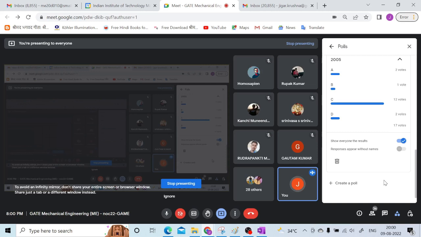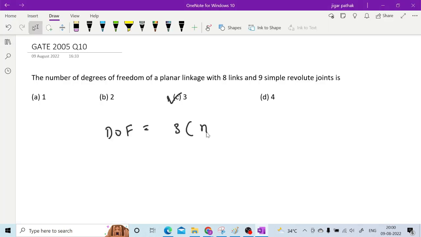And all of you have selected 3 as the answer, right? Because in that degree of freedom equation you have 3 into n minus 1 minus 2j. Other things are not provided, so we are considering them as 0. Number of links is 8 and number of joints is 9. So when you put that in, it will be 21 minus 18. So 3 is the correct answer, right? So let us go to the next question, right?